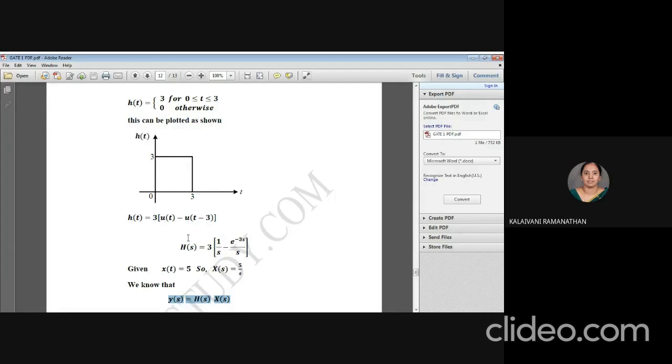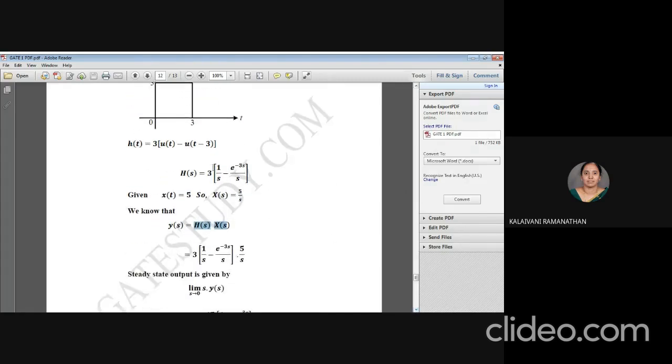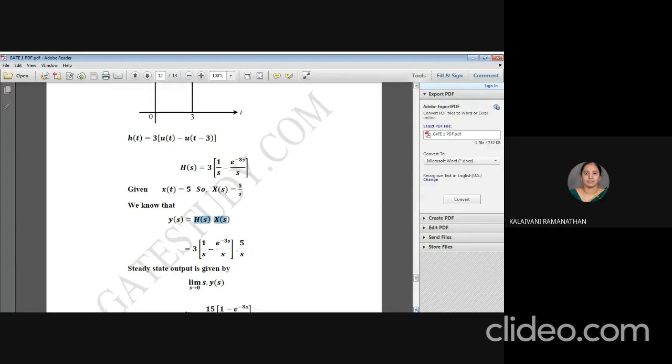After taking Laplace, you get 3 into 1 by s minus, since it is a time shifting function, time shifted by 3 units, e power minus 3s by s. And it is given in the problem that x of t equals 5, so x of s is 5 by s. You have to substitute those two values in this equation. So your h of s is 3 into 1 by s minus e power minus 3s by s. You substitute it here and multiply by x of s. So actually your output, the final steady state output, is given by this equation.